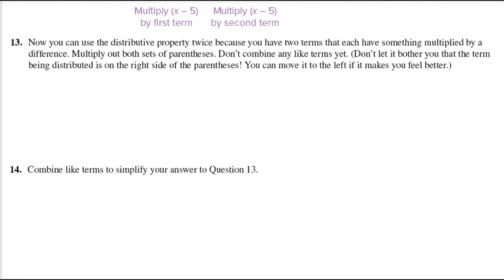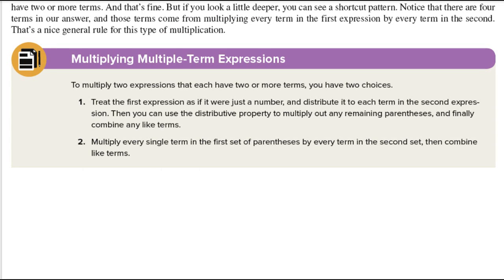Actually, I think I may have done question 13 for you already. Looks like it. So multiply x minus 5 by the first term, multiply x minus 5 by the second term. Okay. Then you multiply that out, and then question 14 was actually the last thing I did, where you combine the like terms. So hopefully you understand that. If you don't feel comfortable with it, let me know.